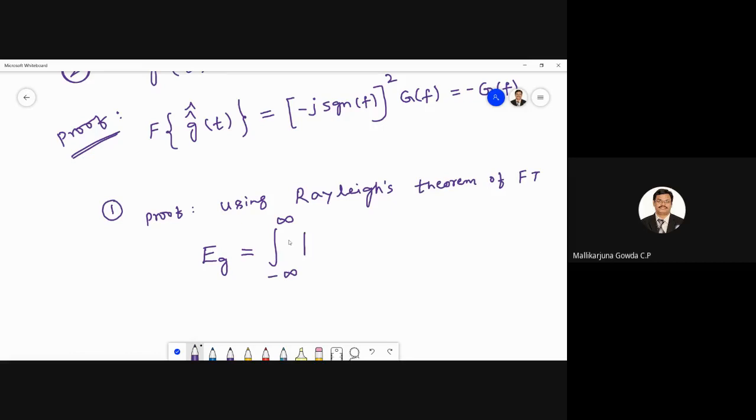So the integral from minus infinity to infinity of |g(t)|² dt is the definition of the energy of the signal. In the frequency domain, I can write the integral from minus infinity to infinity of |G(f)|² df. So this is the definition of the energy of the signal g(t).